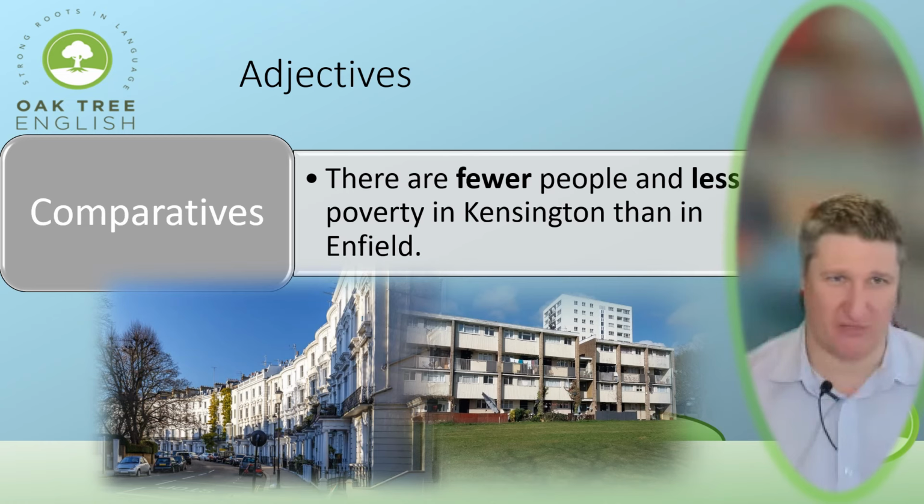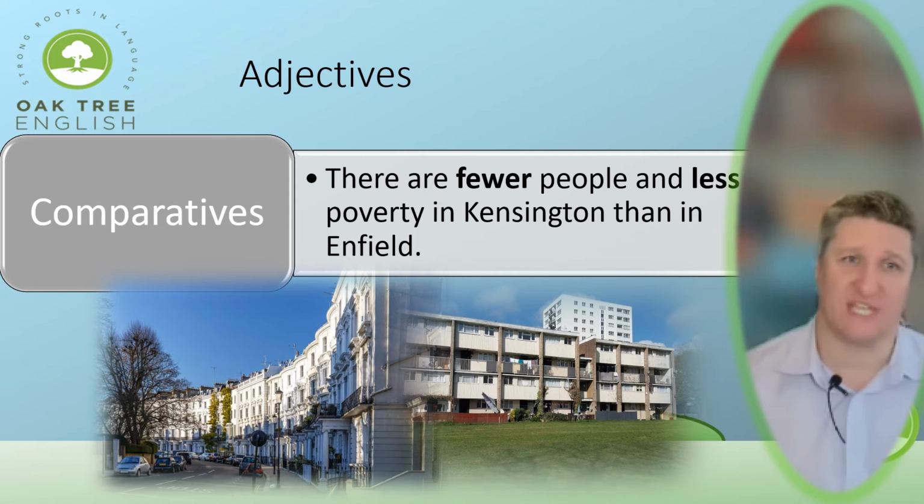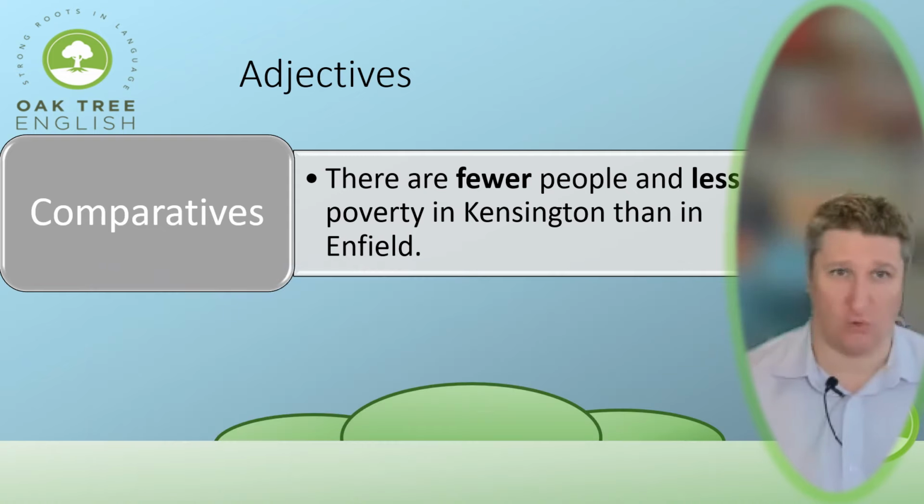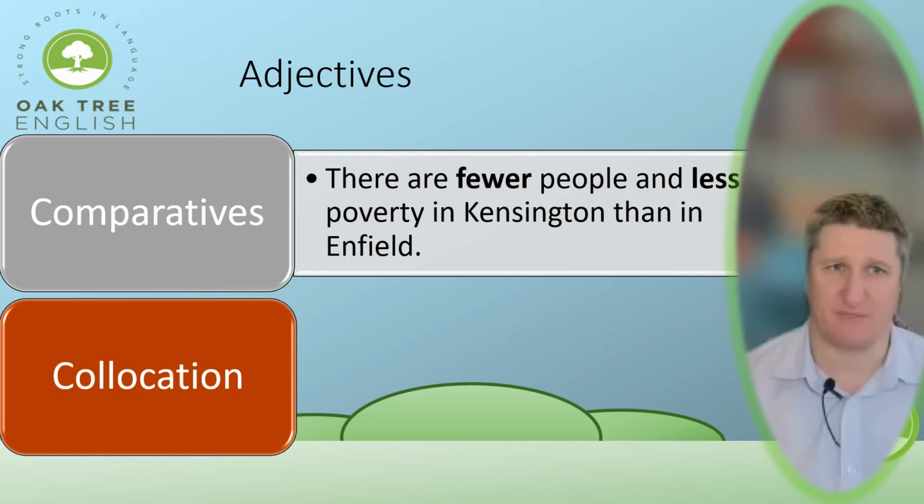Kensington is very, very wealthy. Enfield is not quite so salubrious. You should also know which adjectives collocate or go with which prepositions. For example, afraid of, famous for, good or bad at.